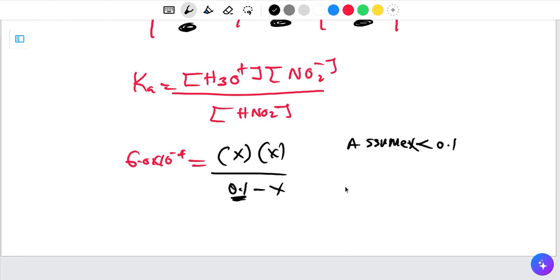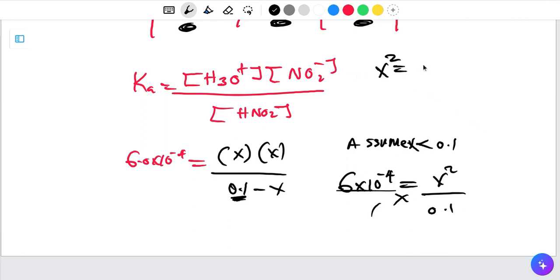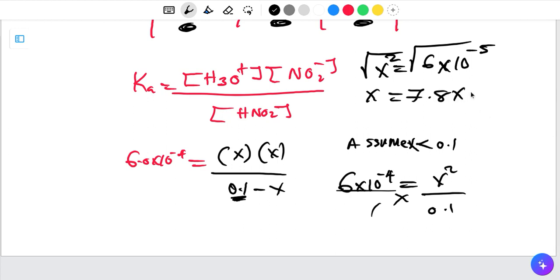So if it is insignificant, what are we going to remain with? We're going to remain with this. If you multiply, that is x squared over 0.1. So if I multiply, what are we going to have? x squared being equal to 6 multiplied by 10 to the power negative 5. Then I need to find the square root here. So x is going to be equal to the root of 6 exponent negative 5. I'm getting 7.8 multiplied by 10 to the power negative 3. So this is the value of x.